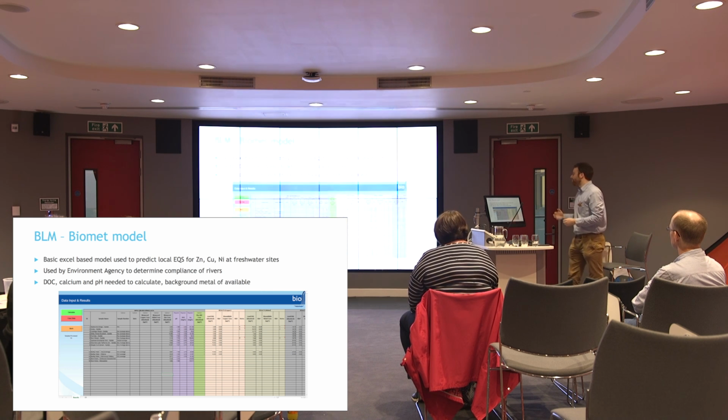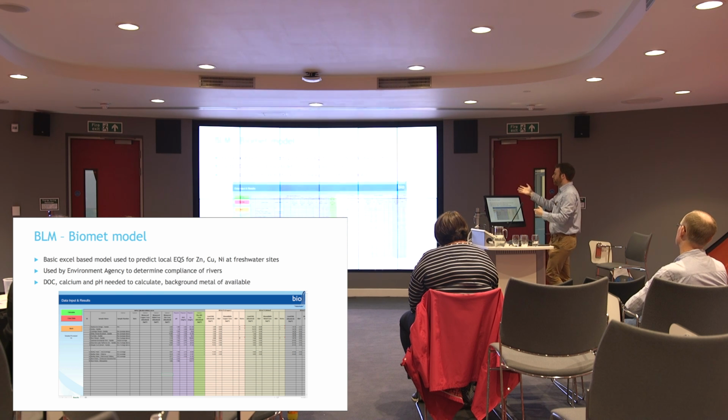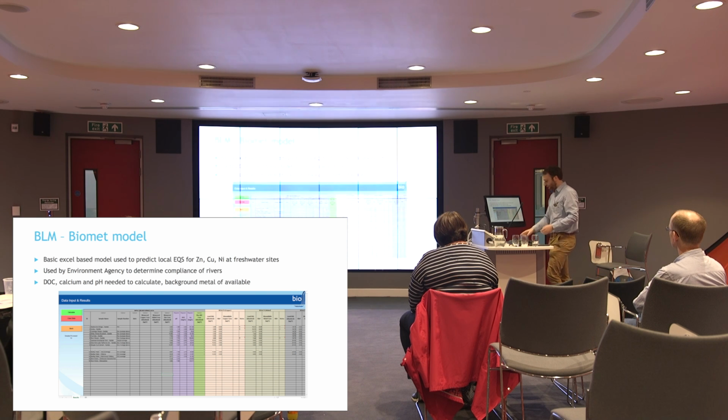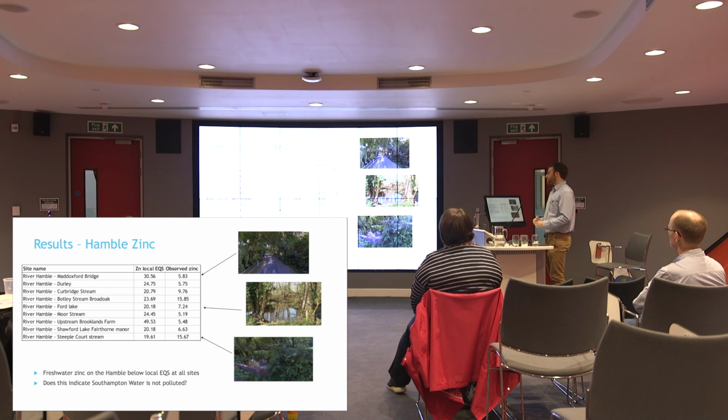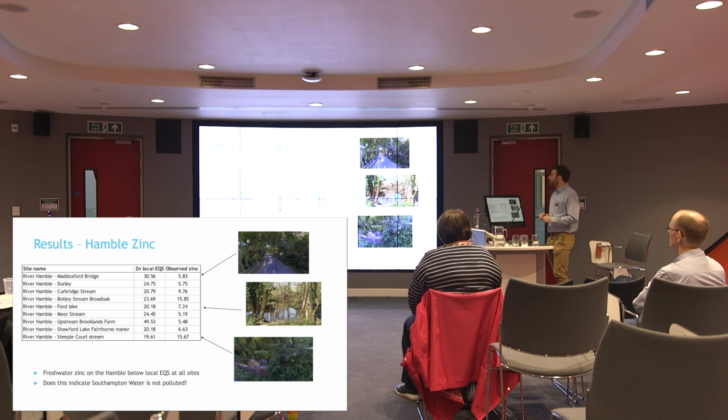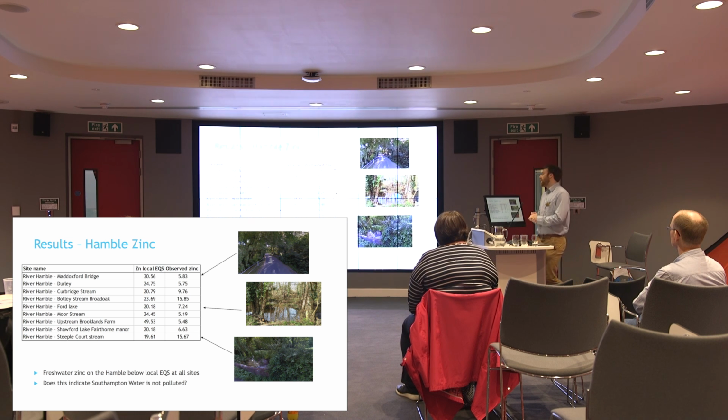And therefore, often the freshwater environment can be meeting the EQS for the freshwater environment, but then when it reaches the estuarine environment, it can be failing the EQS, and we'll see why that is in a minute. So, for example, using the parameters of DOC, pH, and calcium for Handball, we've got a local zinc EQS of 19 up to 30 micrograms per litre, and we're seeing zinc concentrations of 5 to 15 micrograms per litre.